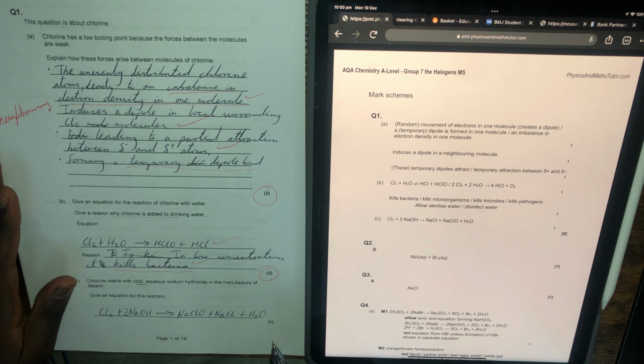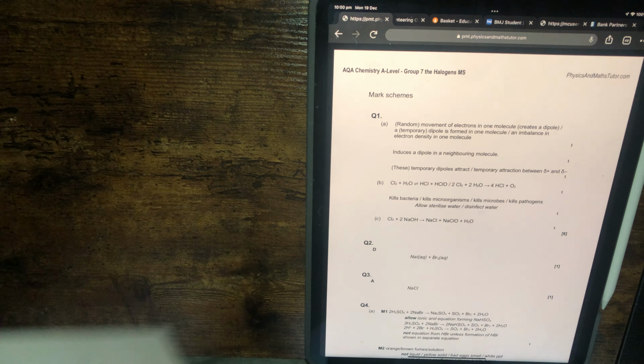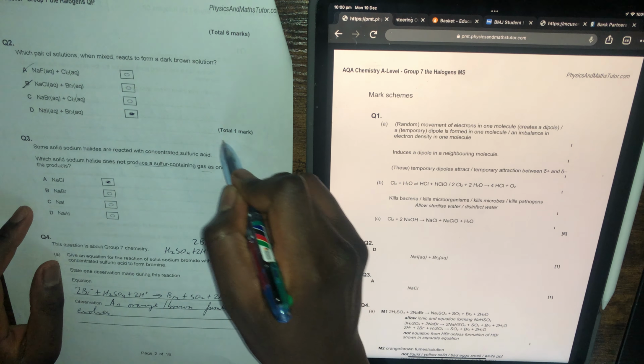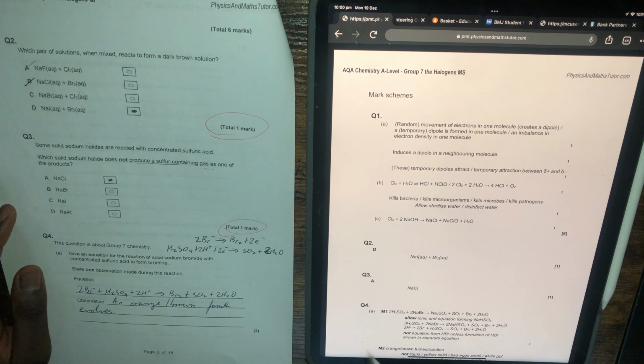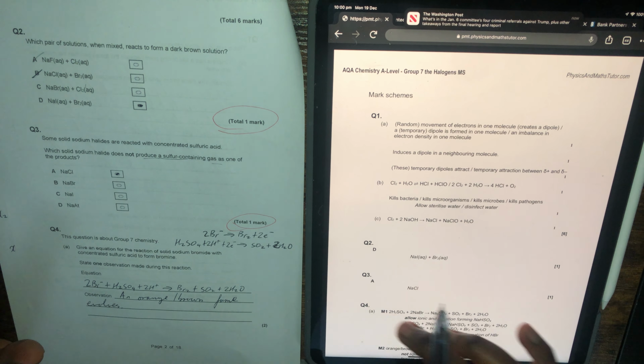Cl2 plus 2NaOH goes to NaClO plus NaCl plus H2O. DNA, I already explained why it's DNA when I did the actual video, so I'm not going to explain it here. If you want to understand why it's DNA, go back to the previous video.